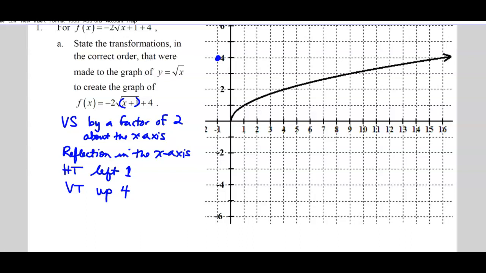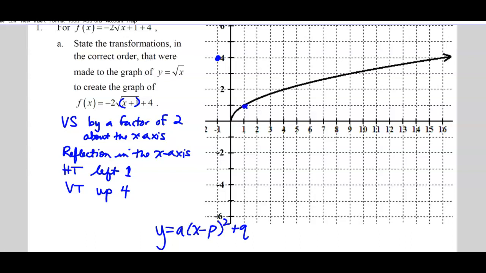Notice, compare it to back when you did parabolas. When we had a parabola like that, our vertex was 2, 2. Kind of the same, except instead of squared there, it's square rooted. So our vertex is -1, 4. Okay? So you don't even have to do the transformations, you can actually go to that vertex.